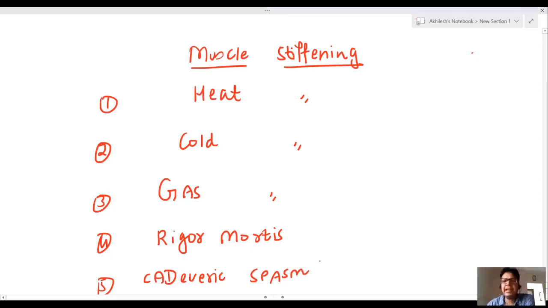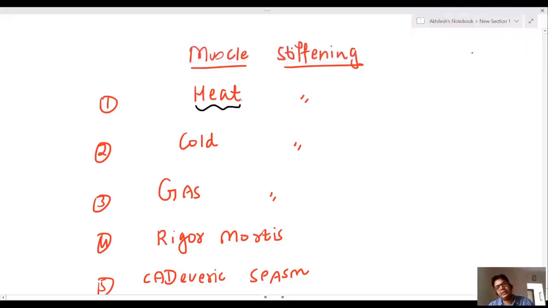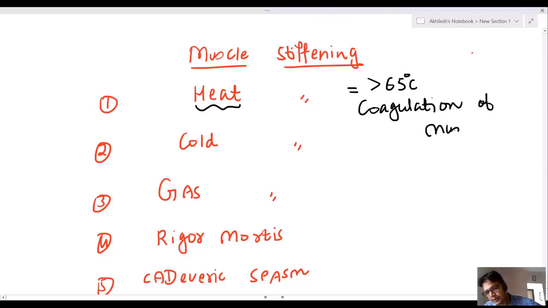Now, if the body is surrounded by heat, we have heat stiffening. Heat stiffening is seen when the temperature surrounding the body is more than 65 degrees centigrade. Here the mechanism is coagulation of muscle protein. Heat stiffening mechanism is coagulation of muscle protein.